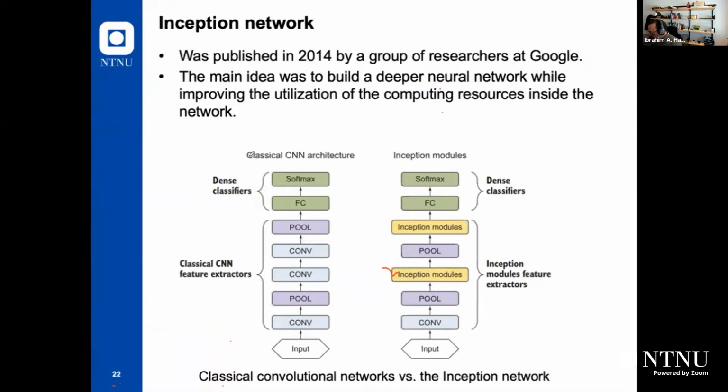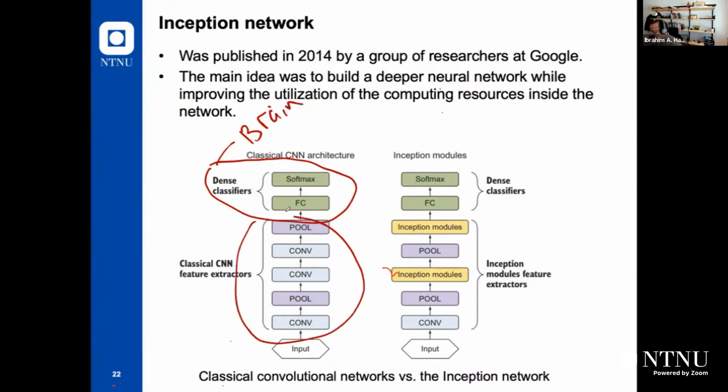So this is the classical CNN architecture. The top part is a classifier, a dense classifier. We can call it dense classifier or fully connected layers. So this is the brain. In fact, this one is a brain, right? And this feature extraction part works with the raw data, and it tries to extract some feature maps, right?